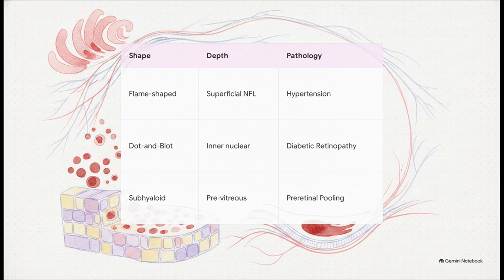Contrast that with dot and blot hemorrhages. Those happen deeper down in the retina in the internuclear or outer plexiform layers. Because that blood is vertically constrained by tightly packed cells, it forms these distinct round dots and blots, which instantly points us toward diabetic retinopathy. And then we have subhyaloid hemorrhages, which form this very distinct boat-shaped collection of blood, pooling right between the retina and the vitreous. It's all about the physical boundaries forcing the blood into these highly specific diagnostic shapes.